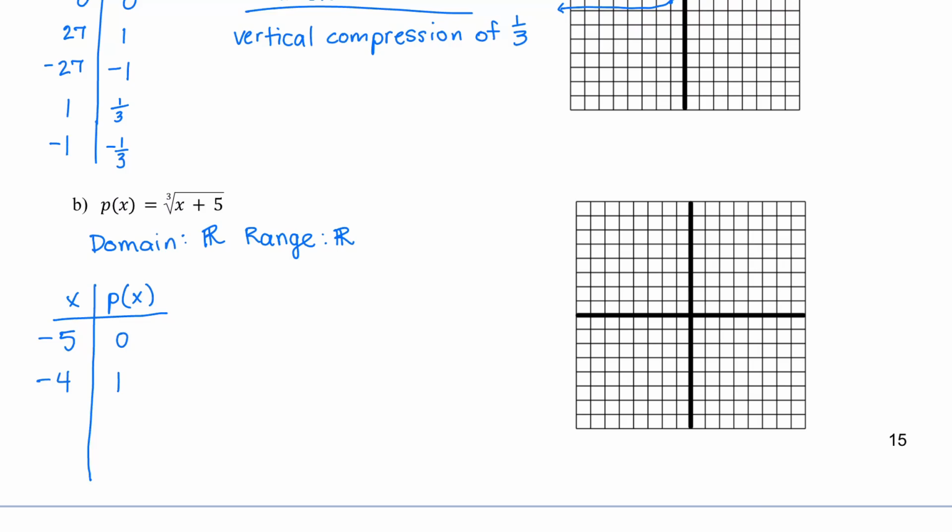I could also get -1, cube root of -1. So -6 plus 5 is -1. Cube root of -1 is -1. And then another perfect cube is 8. So I'm going to plug in 3 to get 3 plus 5 is 8. The cube root of 8 is 2.